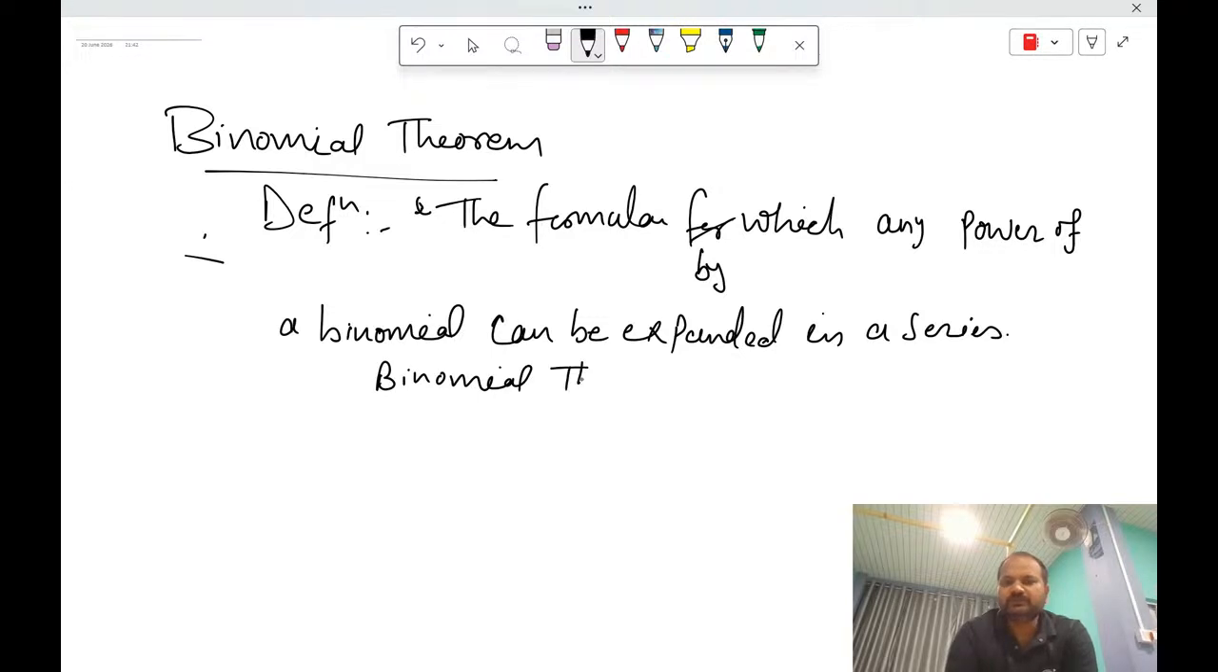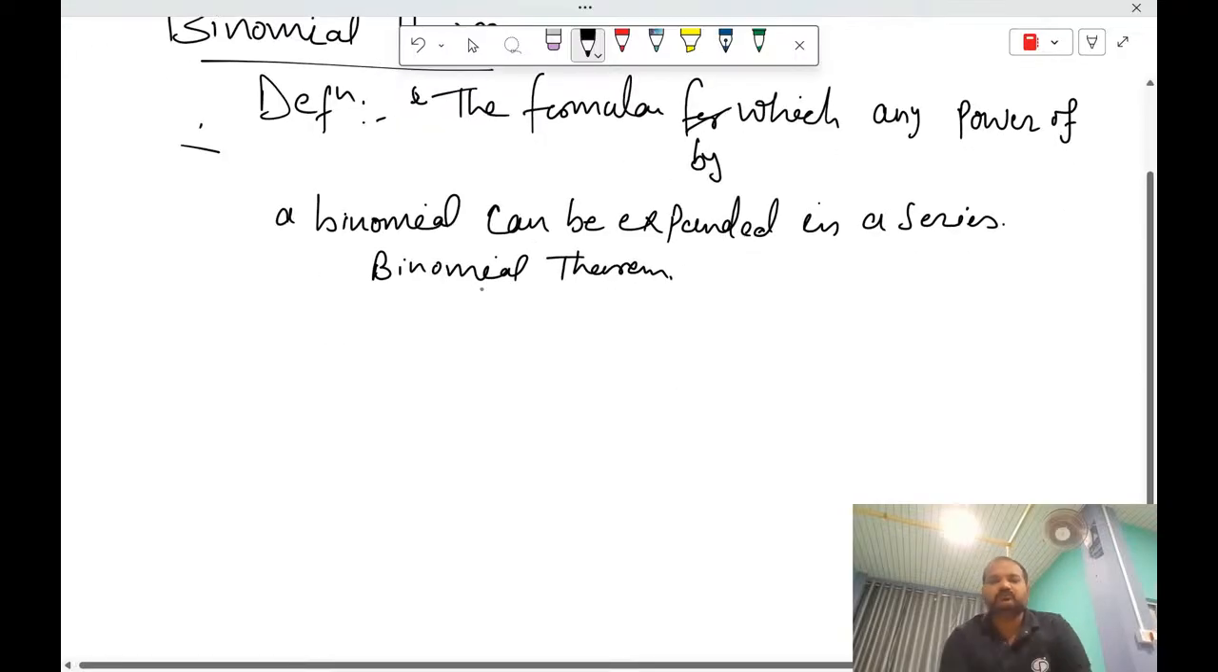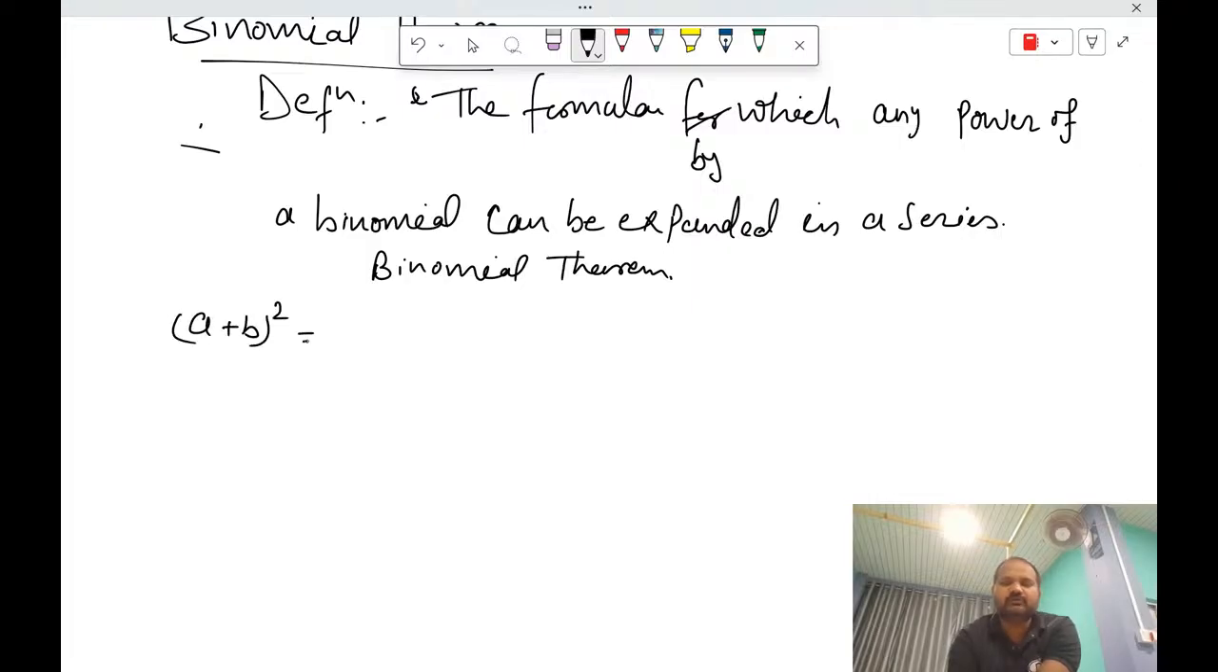Binomial theorem. Okay, so if we see the binomial theorem, take a plus b whole square. We know the expansion of a plus b whole square, which every student has studied in class 6 or 7. Everyone remembers the formula for a plus b whole square: a square plus twice ab plus b square.